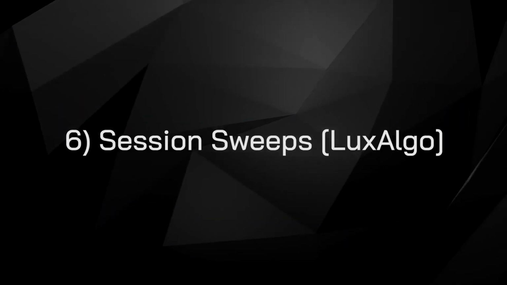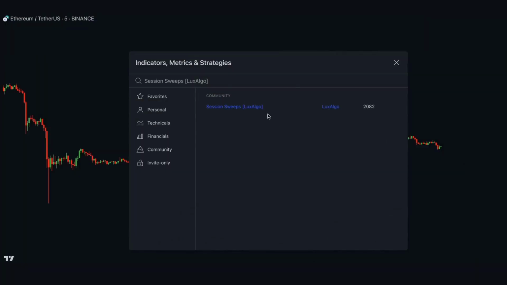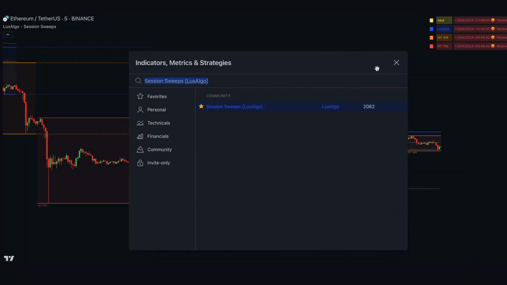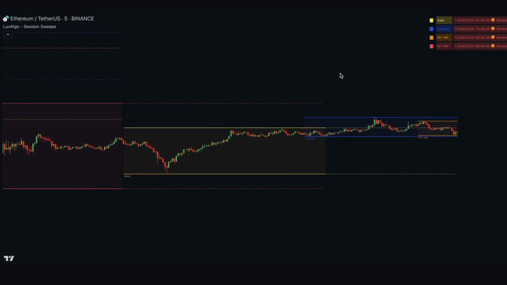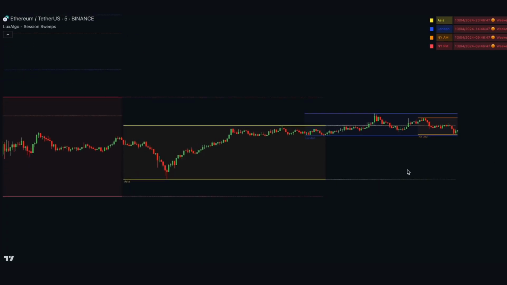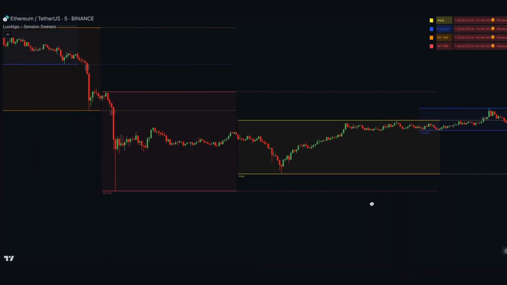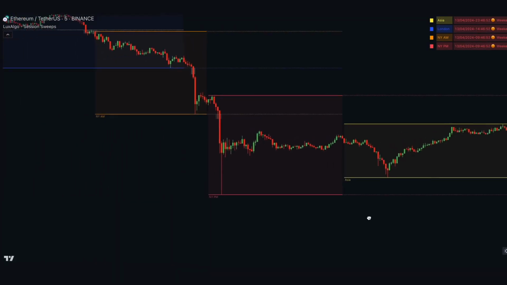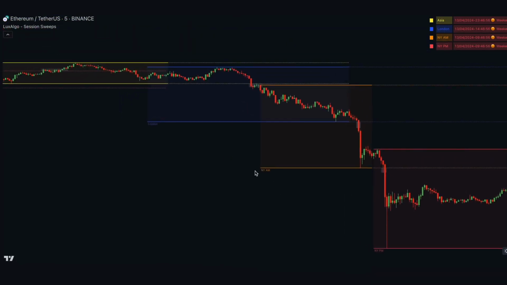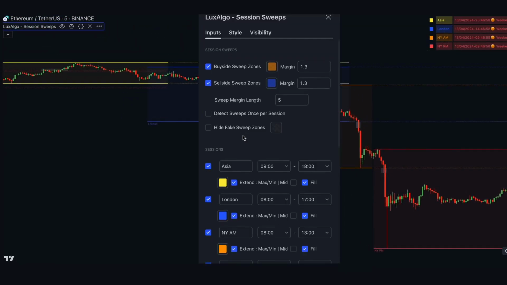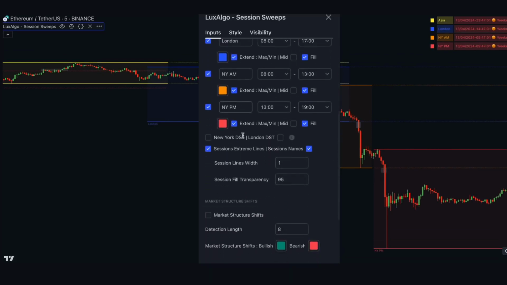Sixth in my ranking is a super powerful indicator called Session Sweeps by Lux Algo. This is an absolute must in your collection. The Session Sweeps indicator is an innovative tool that combines ICT-based features for a complete trading methodology involving market sessions, market structure, and fair value gaps to find optimal entry conditions for trading price action.